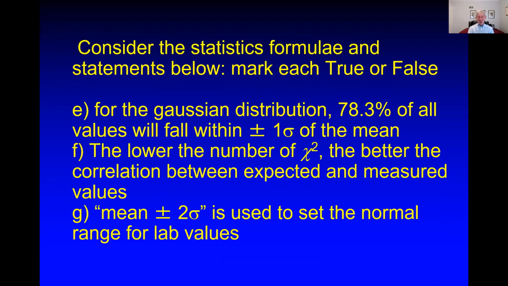Okay, F. The lower the value of chi-squared, the better the correlation between expected and measured values. That is true. Remember, you want the lowest chi-squared number you can get. The lowest you could ever get is 0. We never expect to get 0. That means your assay is 100% perfect. No lab values should be measured perfectly like that. Okay, G, mean plus or minus 2 sigma is used to set the normal range for lab values. That is definitely true.